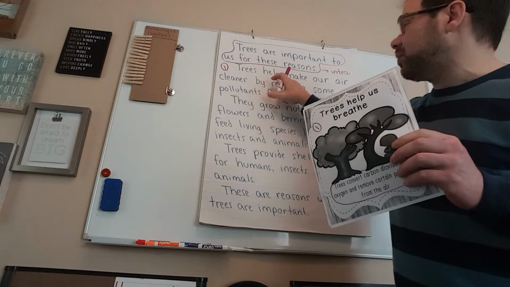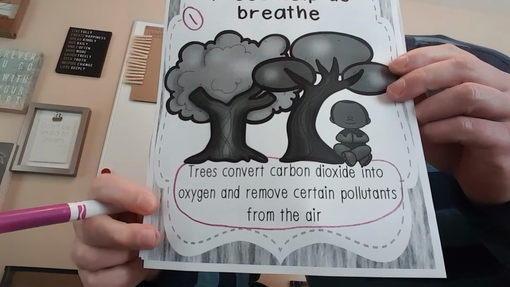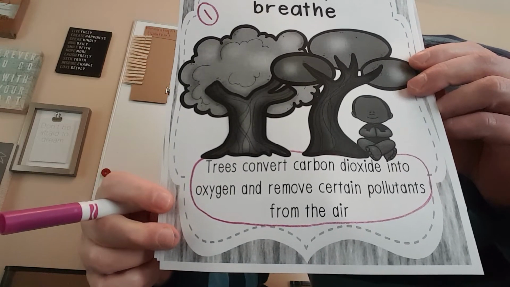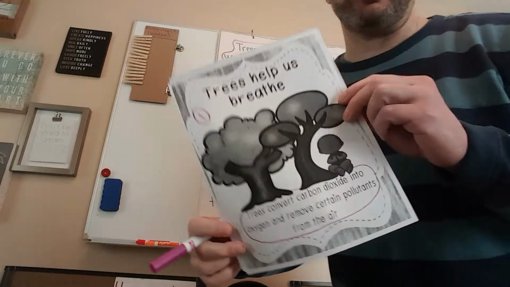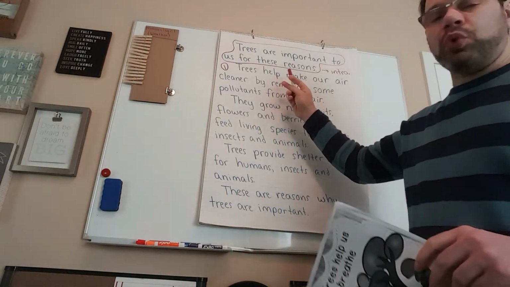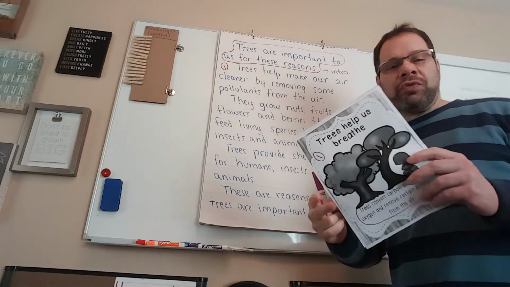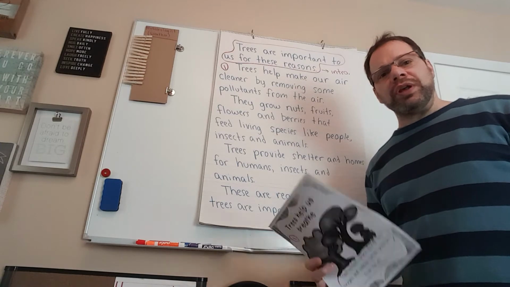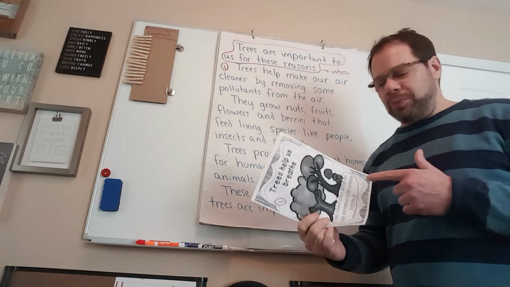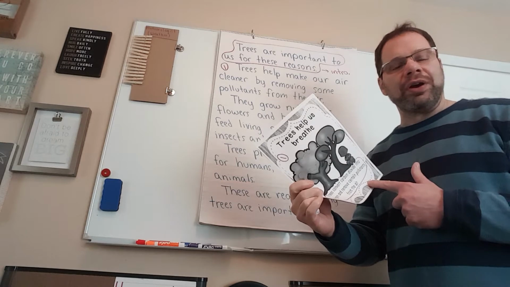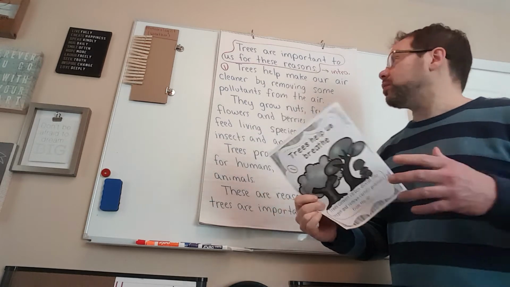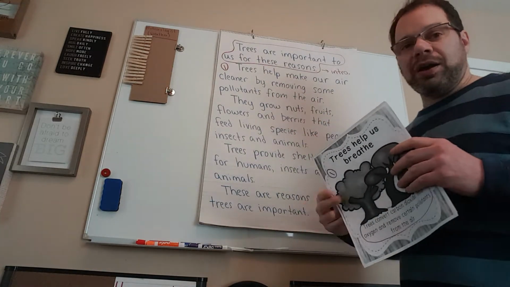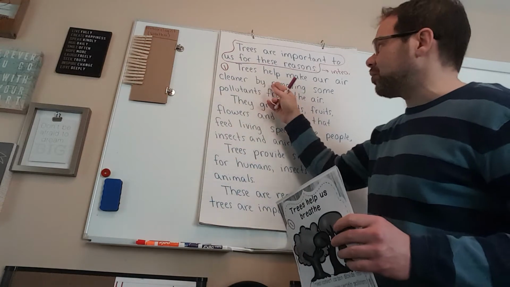Okay, and then I took this sentence here, and I'll read it to you. Trees convert carbon dioxide into oxygen and remove certain pollutants from the air. Now I took that sentence and I reworded it in my own words. So if I just read this and somebody asked me, what was that sentence you just read? Well, if I didn't have this in front of me, I probably wouldn't read it exactly like they wrote it here. I would write it in my own words. So my own words were, trees help make our air cleaner by removing some pollutants from the air. It's still that same information, it's just written in my words.